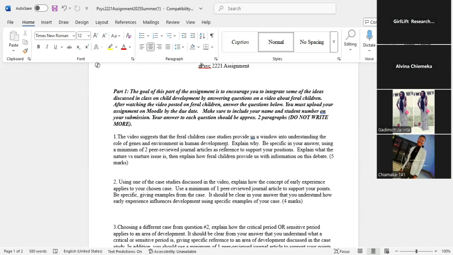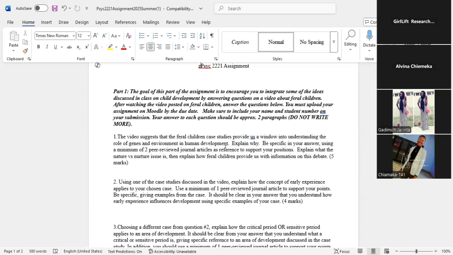So the rest is just stories, but you must put your name and student number, that's granted for the end result, and then you need to answer each question in 2 paragraphs. Do not write more. So this brief covers all of these sub questions.